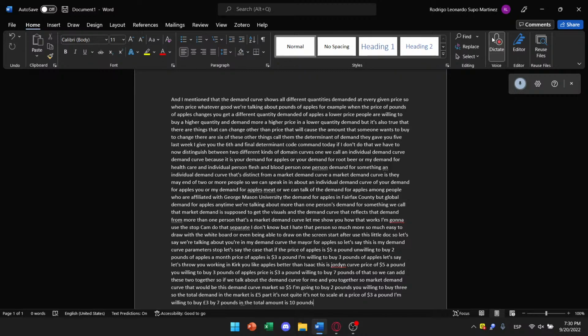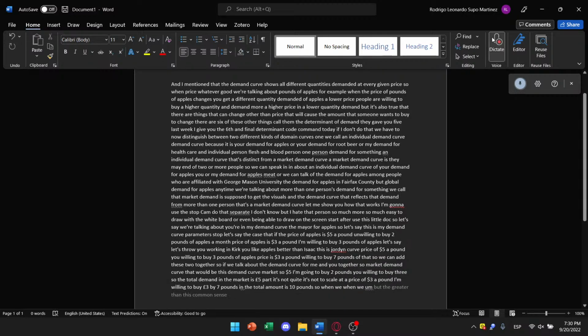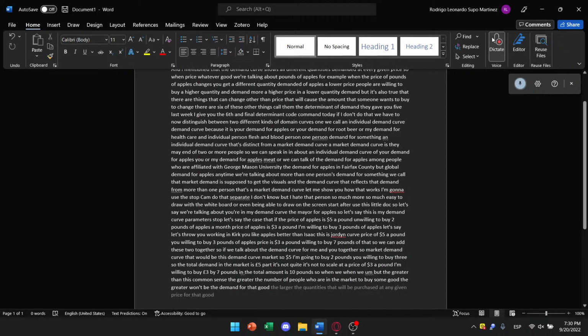So it's common sense: the greater the number of people who are in the market to buy some good, the greater will be the demand for that good. The larger the quantities that will be purchased at any given price for that good. The fewer the number of people, obviously, the lower the demand. So we depict that.